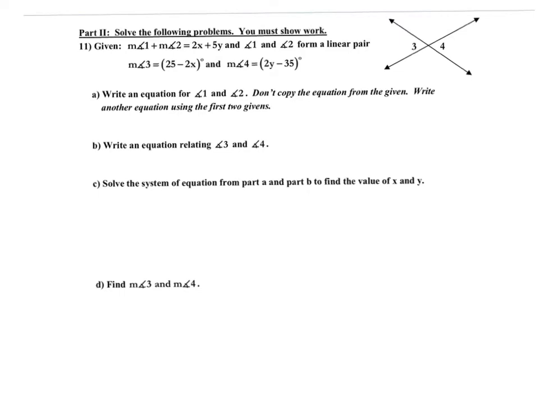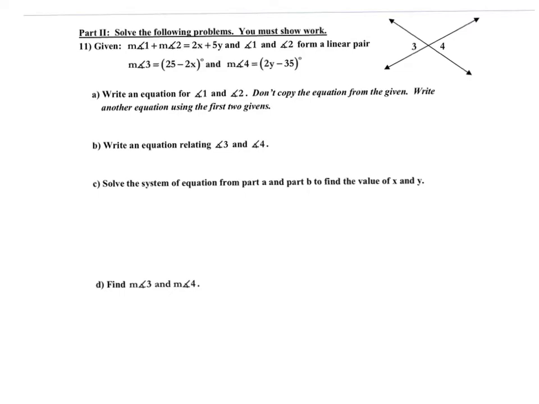So this is number 11 from worksheet 8, and it says given measures of angles 1 and 2 are 2x plus 5y, and 1 and 2 form a linear pair. Then they also give us that angle 3 is 25 minus 2x, and angle 4 is 2y minus 35. So this is a system problem.